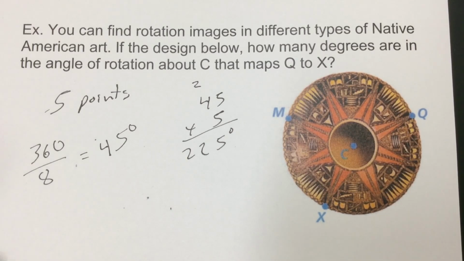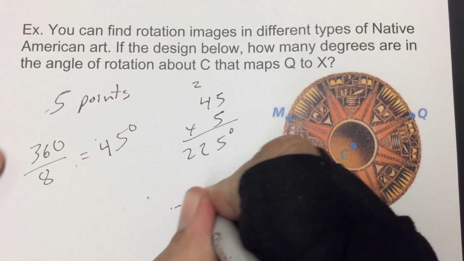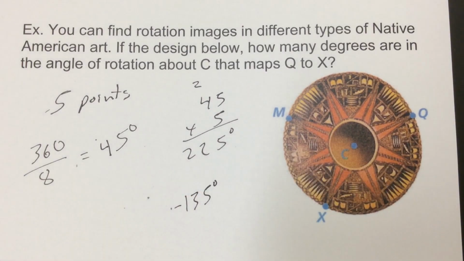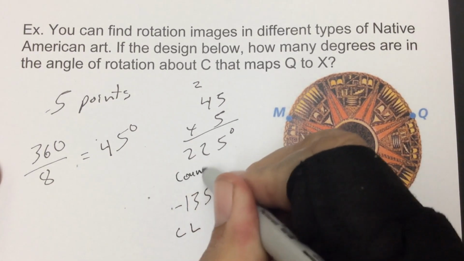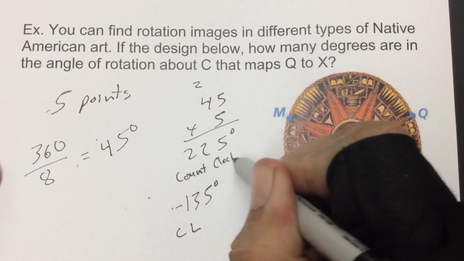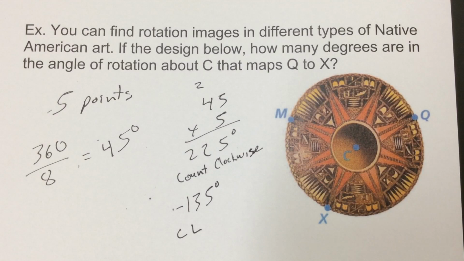Now, if it was clockwise, we'd go the other way and just go 1, 2, 3. Well, 3 times 45 would be negative 135 degrees. But again, that's if we went clockwise. Well, we're going counterclockwise. So unless it states to go clockwise, always go counterclockwise. But just keep that in mind. Clockwise is negative. Counterclockwise is positive.